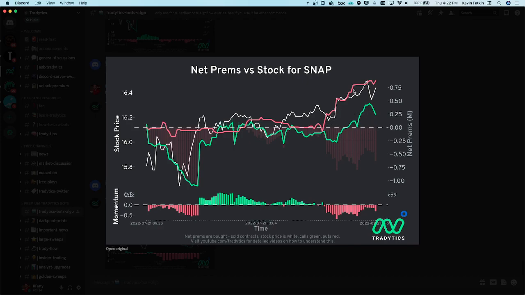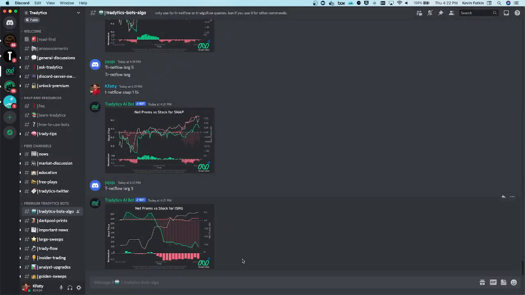And then we see puts just rising the entire time, and price hasn't necessarily had a chance to account for these changes yet. So price is divergent from flow, which is always a good thing. We'll definitely give it 1 point there. So right now SNAP is 1 for 1.